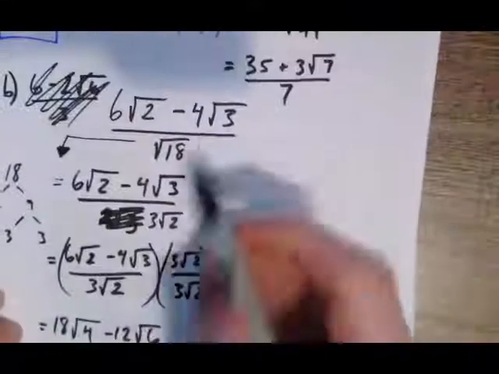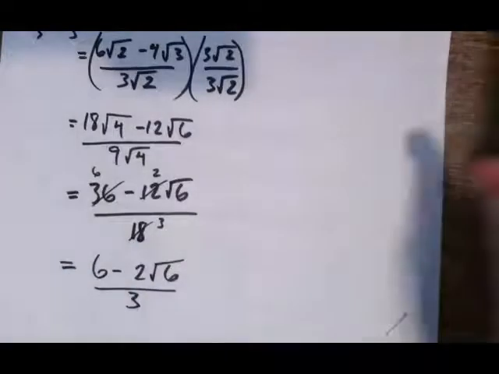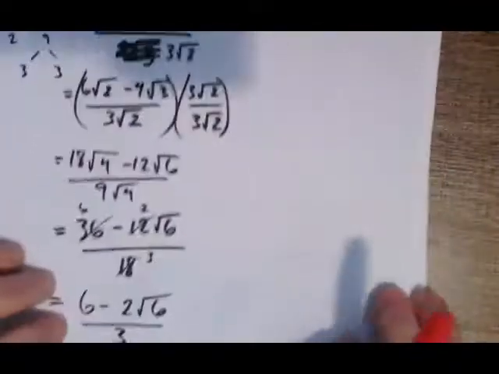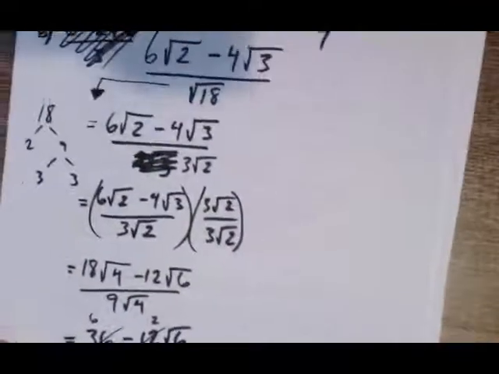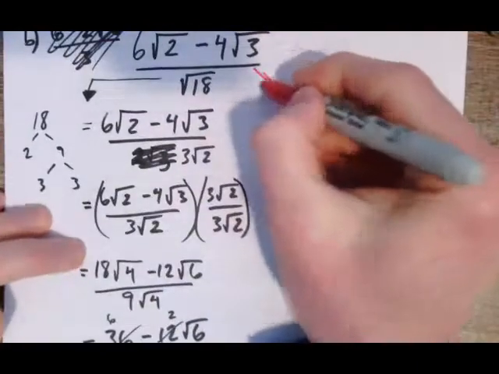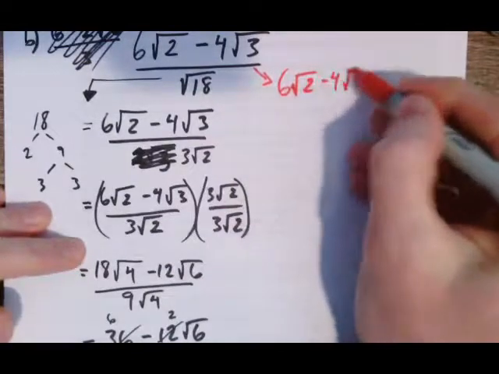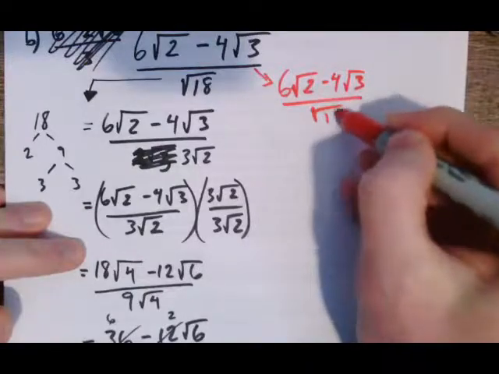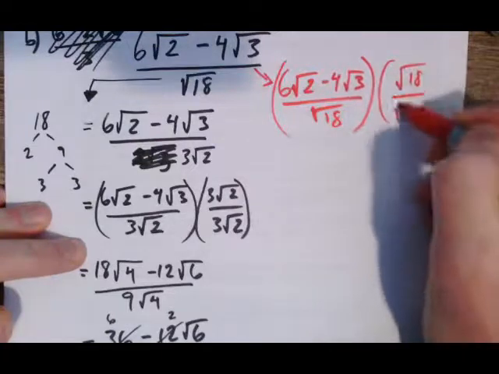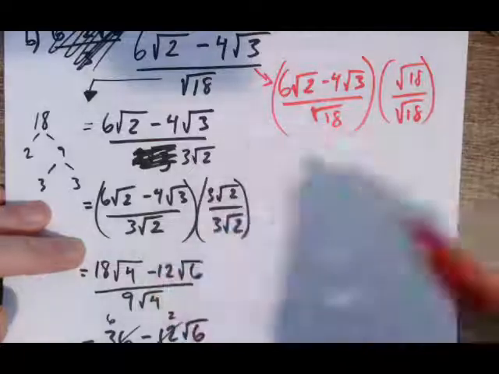I'm just wondering, is it worth showing the other way? I will. I'm going to show it quick. I know the answer is right because I wrote it down over here before. Okay, so if we want to go this way, it becomes 6 root 2 minus 4 root 3 all over root of 18, times root of 18 over root of 18. I still think this is probably the easier way, but anyway.